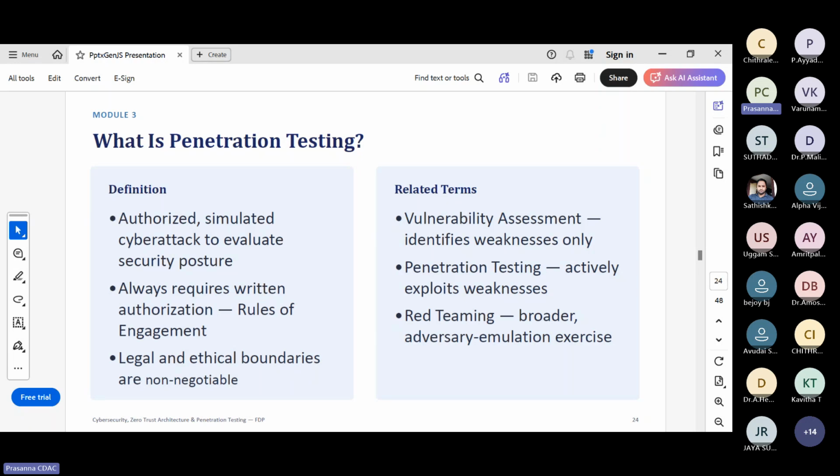It always requires written authorization and rules of engagement. Vulnerability assessment, as I said, identifies the weakness. Penetration testing actually exploits the weakness. The red team is the one who tries to attack. Normally, the red team is like an attacking team. We have many teams. The opposite of this is the blue team, which is going to defend against this attack.